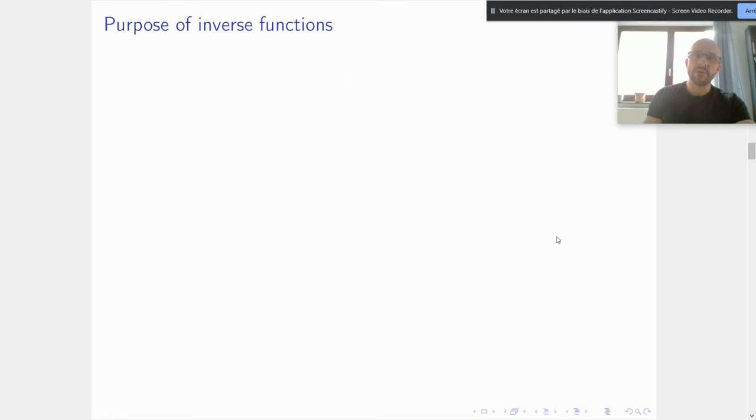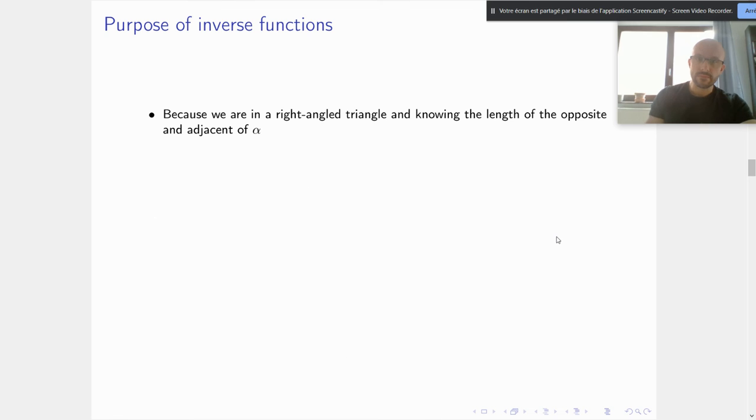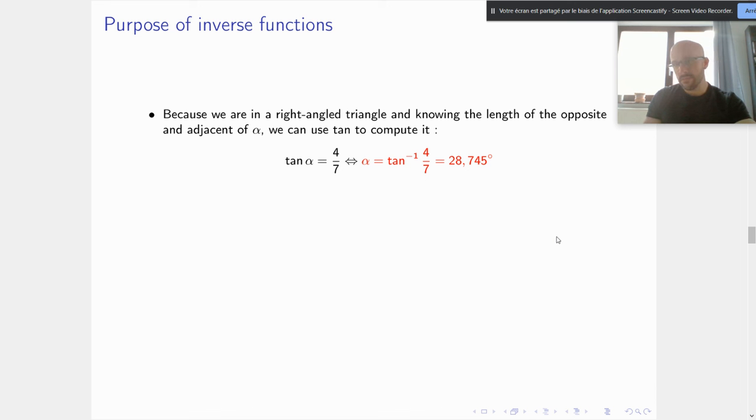Okay, for the first problem, you know we are working in a right angle triangle. You know the length of the opposite and the adjacent of alpha, so you can use tangent to compute alpha. So tangent alpha is 4/7, and if you want to compute alpha, you need your calculator and compute tangent inverse of 4/7. If you compute that, you'll find approximately 28.7 degrees.